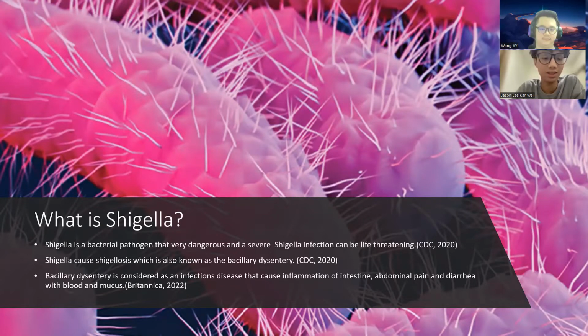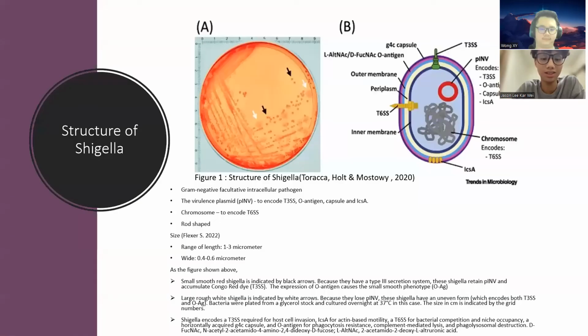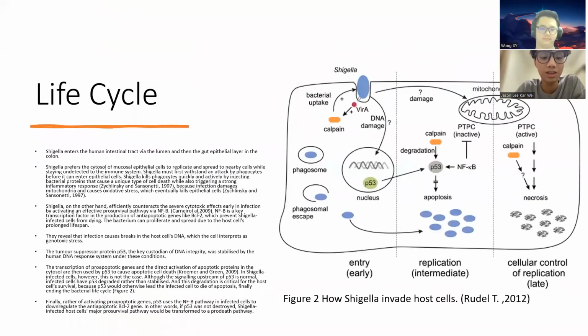This is the structure of Shigella. It is a gram-negative facultative intracellular pathogen. It has a rod shape, with a length of 1 to 3 micrometers and a width of 0.4 to 0.6 micrometers.